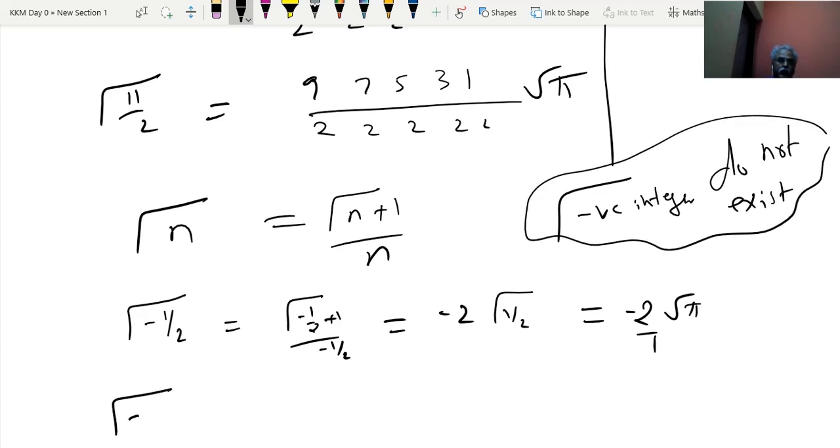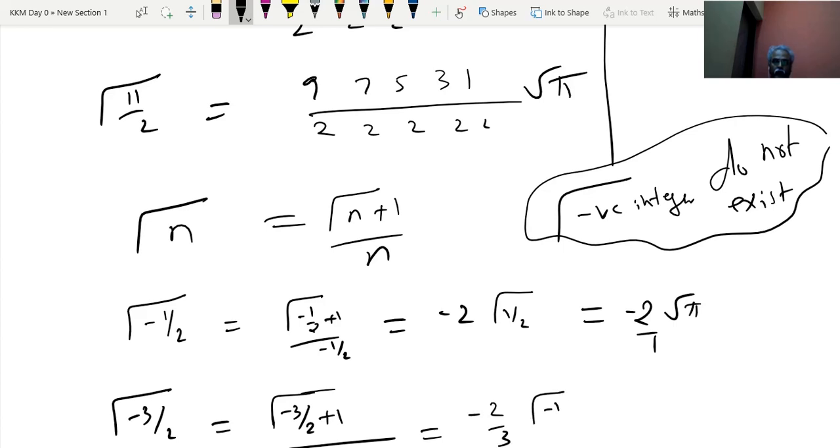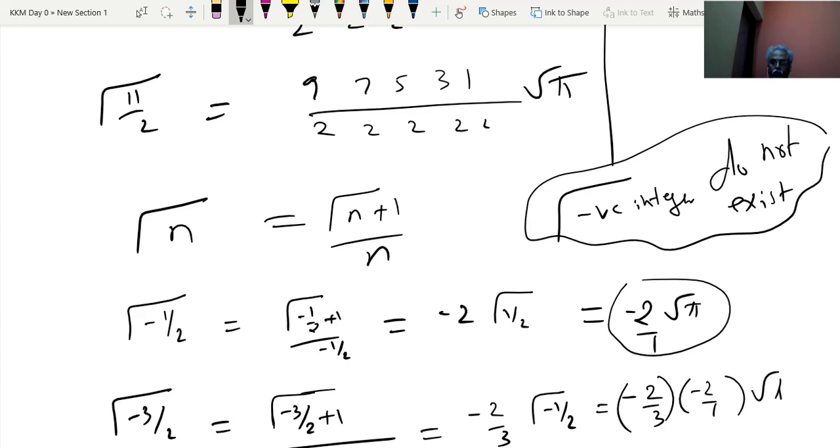Gamma of minus 3 by 2. So again you have to put minus 3 by 2 here, plus 1, whole divided by minus 3 by 2. That is minus 2 by 3 into gamma of minus half. But just now we found gamma of minus half. So minus 2 by 3, minus 2 by 1, root pi. How many minus signs are there? Either it is positive or negative.